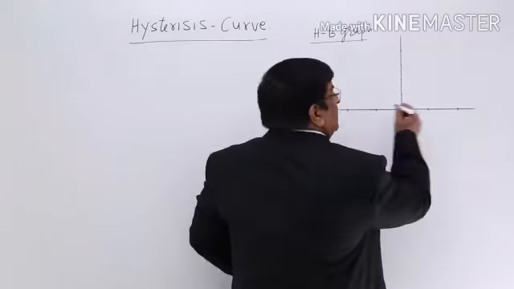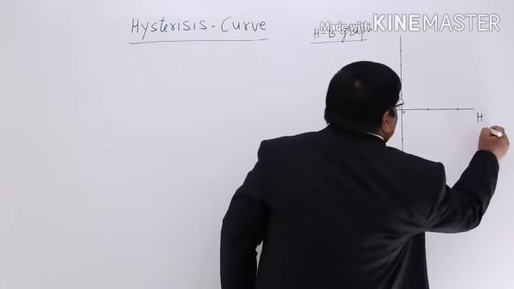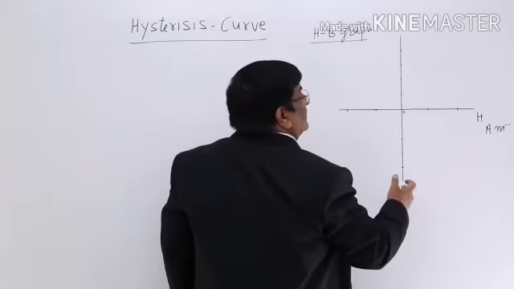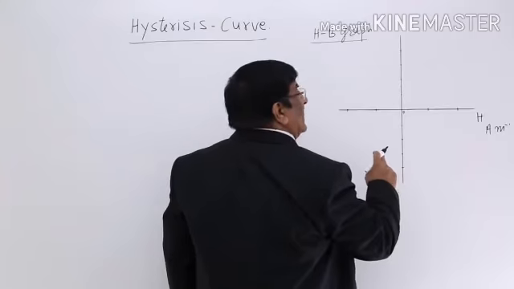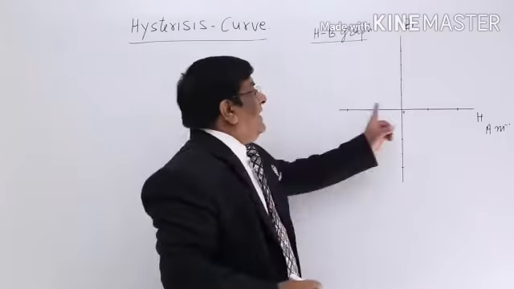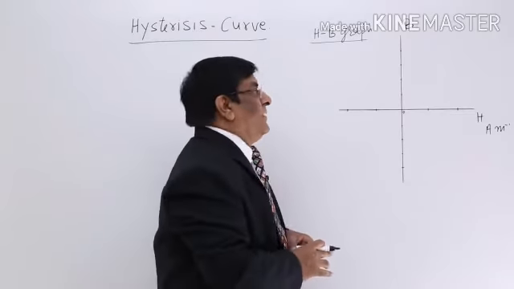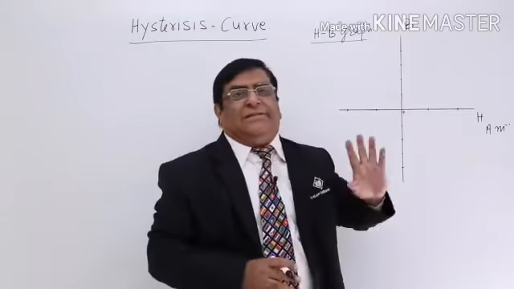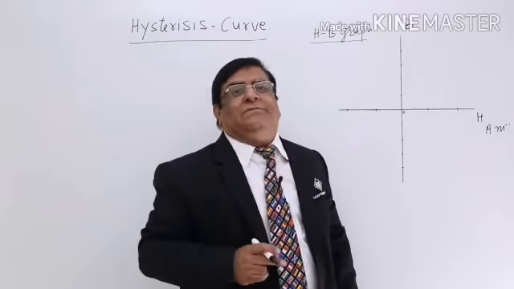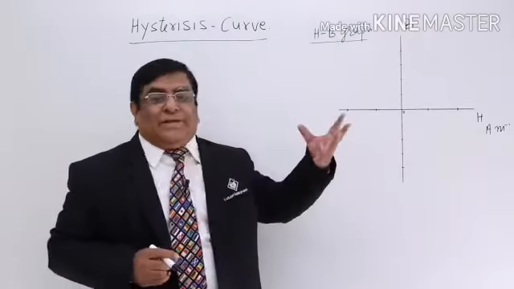In that graph, on the x-axis we take H, and the unit of H is ampere per meter. On the y-axis, whatever magnetic field is developed inside the ferromagnetic material, we call it B. So H and B, x-axis and y-axis. What are we doing first? We are increasing H, and based on that, B will also increase. So, let us increase H.